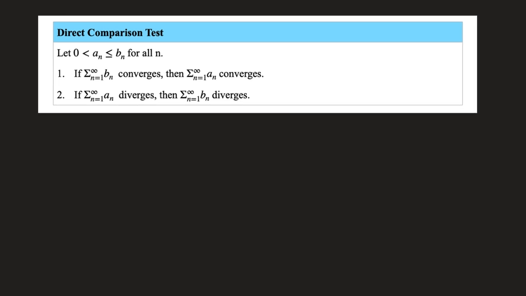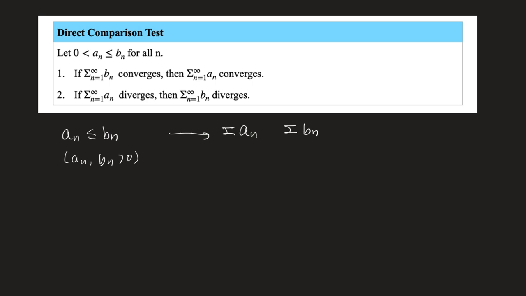Let's do the comparison test. There are two different comparison tests. The first one is direct comparison. The second is limit comparison. The comparison test looks like this, with a_n and b_n. Each term of the sequence has this relationship: a_n is less than or equal to b_n. Here a_n and b_n are always positive. Then you add all of them together, the series of a_n and the series of b_n.